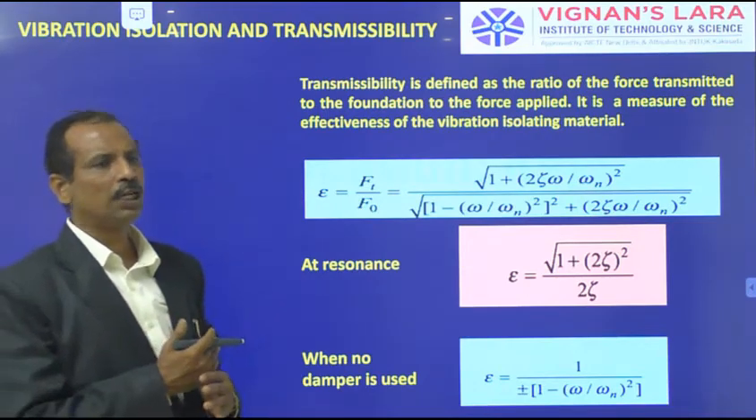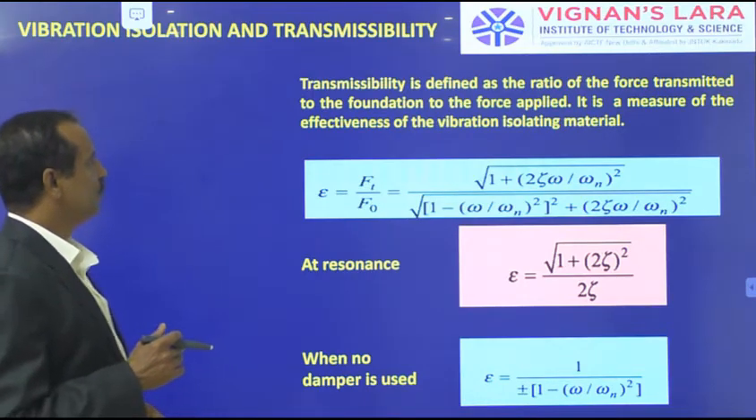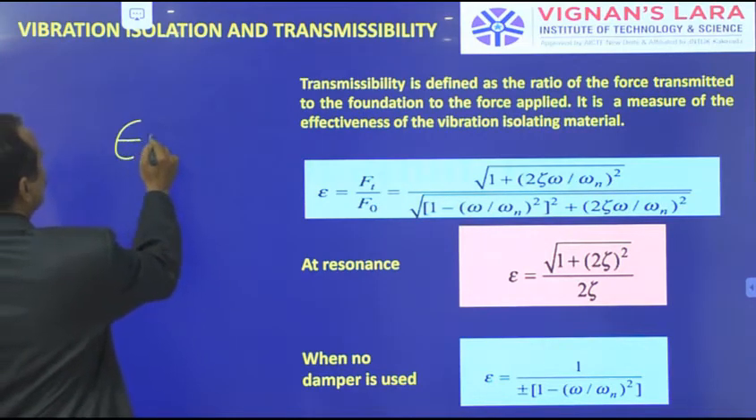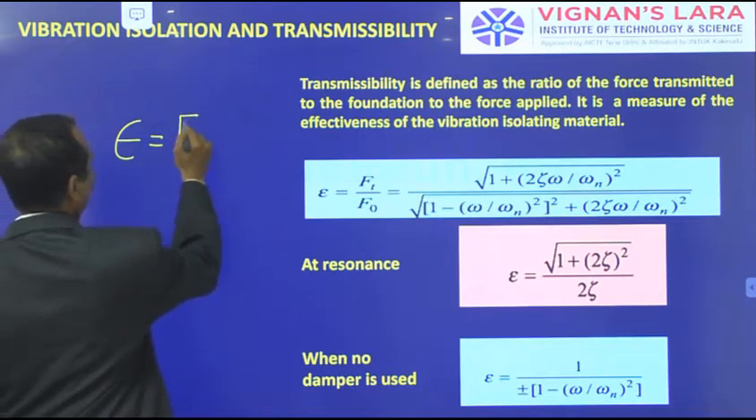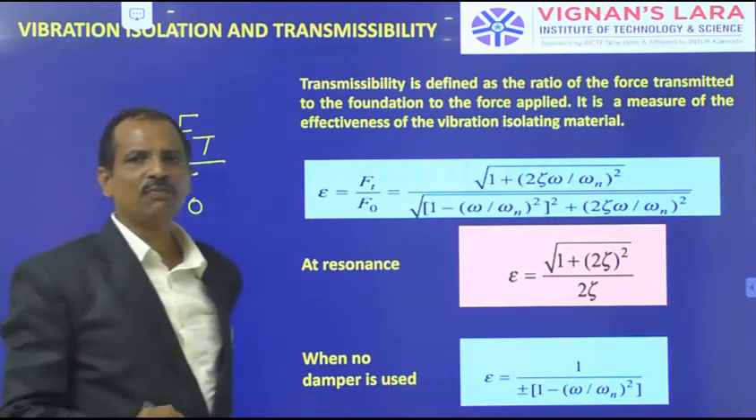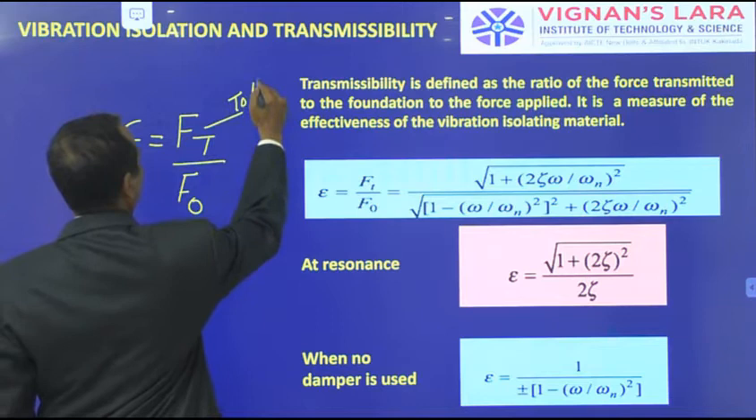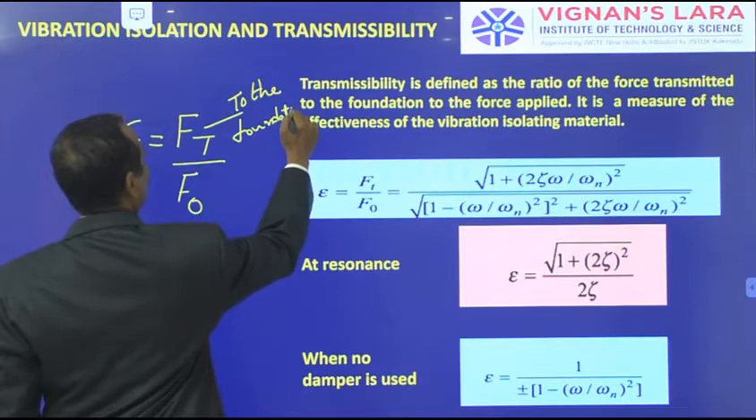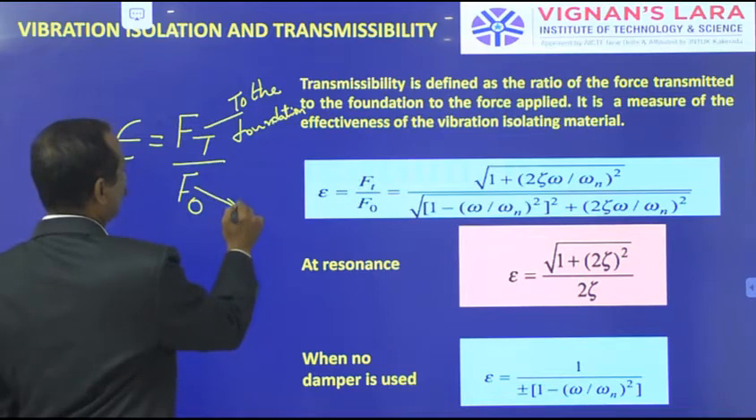So how is the transmissibility defined? It is also a ratio like the magnification factor. It is the force transmitted to the foundation to the force applied. This transmissibility is represented by a letter called epsilon, which is nothing but Ft by F naught. What is Ft? What is F naught? So Ft is the force transmitted to the foundation, the amount of vibration which generates the force that is transmitted to the foundation, and F naught is the force applied.